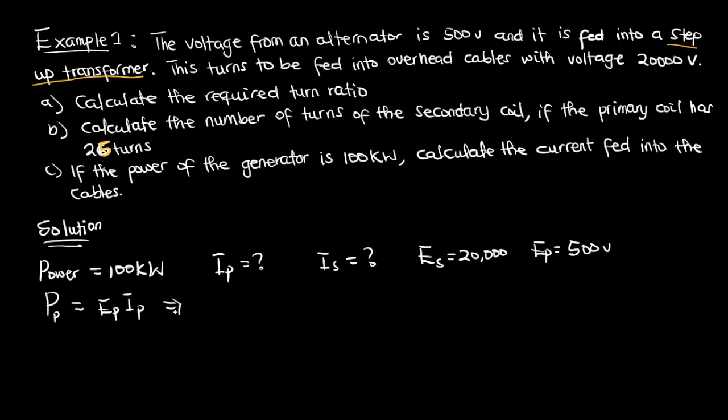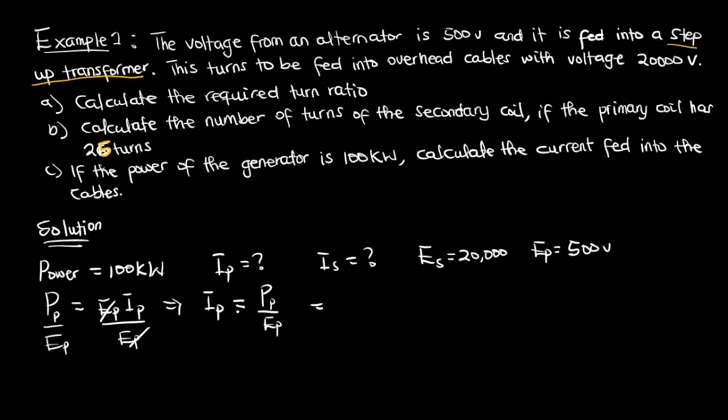So therefore, from here, to find the initial current, or the current fed into the primary coil, it means that IP is equal to the power divided by the EMF, right? It means we divide both sides by EP here, EP here. So this will cancel this. Our IP becomes PP over EP, right?